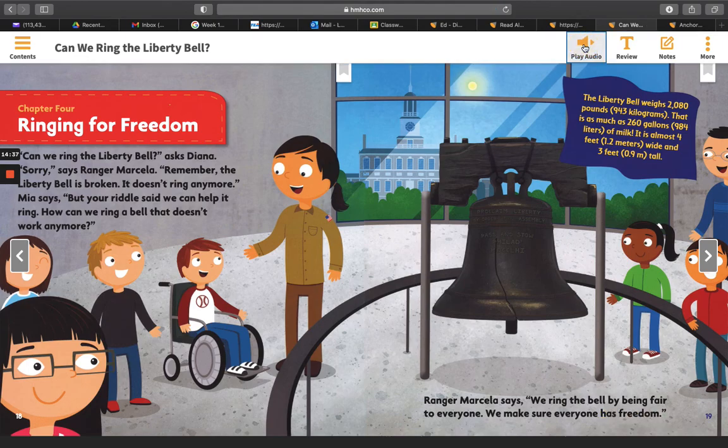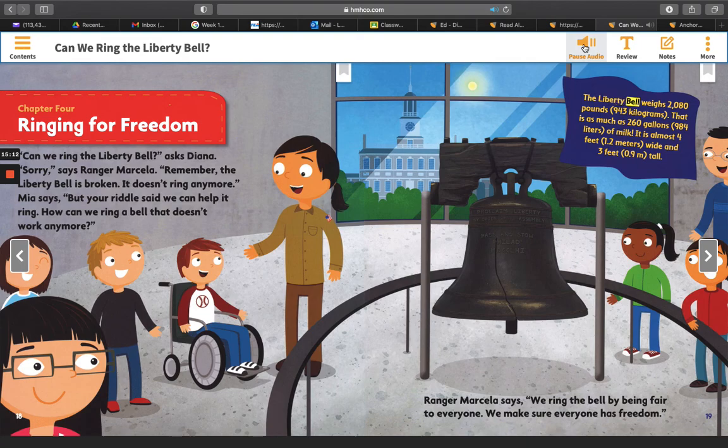Okay, so the answer to a riddle. How can we help ring the Liberty Bell if it doesn't work anymore? And she said, we ring the bell by being fair to everyone. We make sure everyone has freedom. So we are acting in what the bell represents to us. It represents liberty and it represents freedom. And so by doing those things and being fair and free to all, we are able to ring that bell.